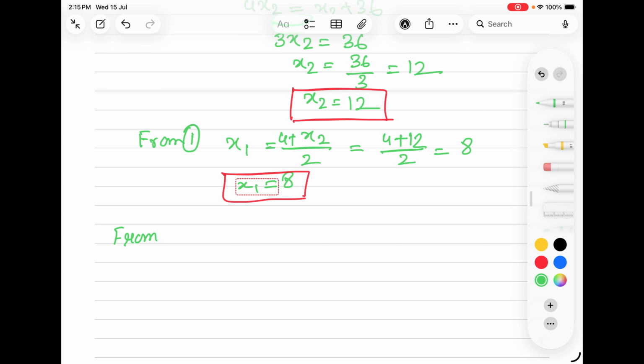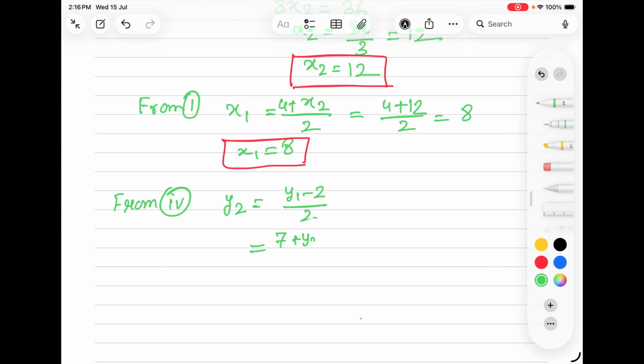From equation 4, y2 equals y1 minus 2 by 2. Correct. Now substitute the value of y1, which is in equation number 2: 7 plus y2 by 2, minus 2, whole divided by 2. Solve it. The LCM I am taking is 2. 7 plus y2 as it is, minus, there is nothing, means 1. So only cross multiplication, 2 times 4, 4 is there, and in the denominator part 2.